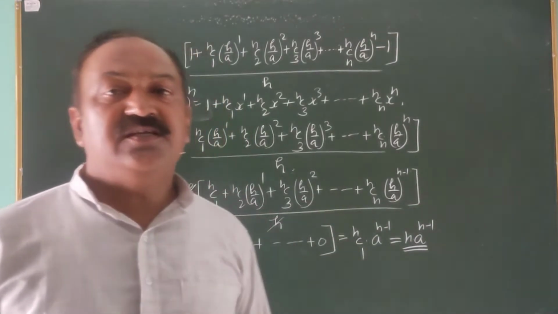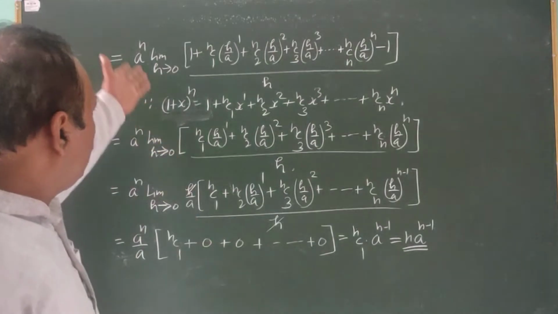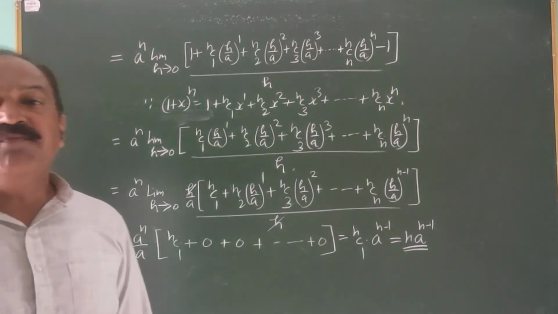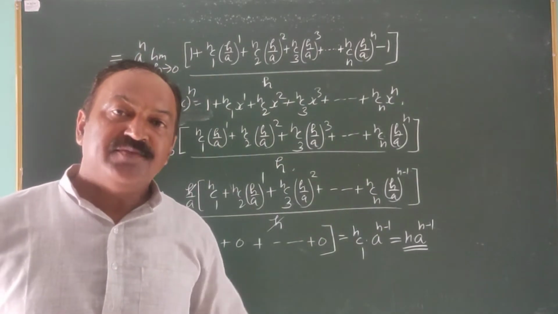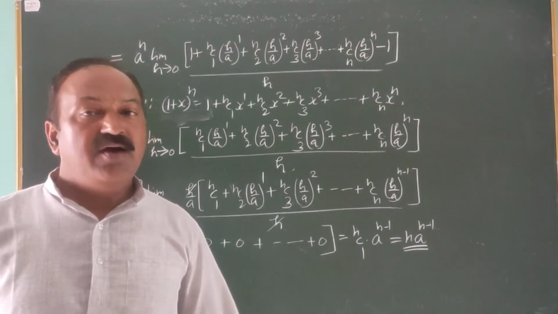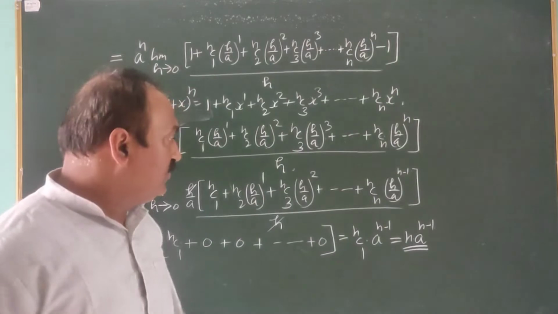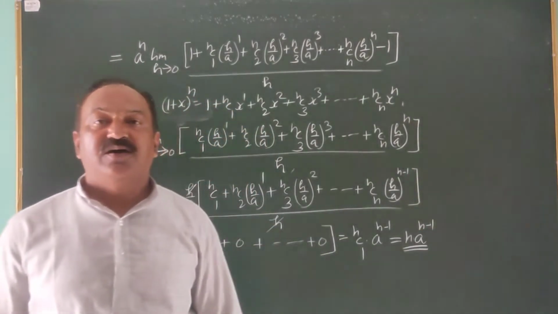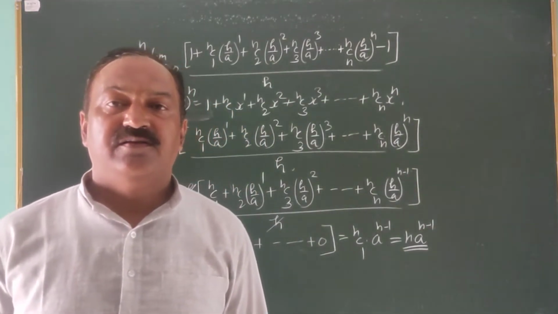So this is the procedure to solve this theorem: limit of x approaches to a, (x raised to power n minus a raised to power n) upon (x minus a) is equal to n into a raised to power n minus 1. That's all.